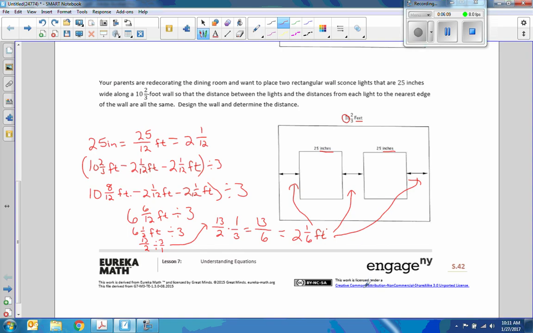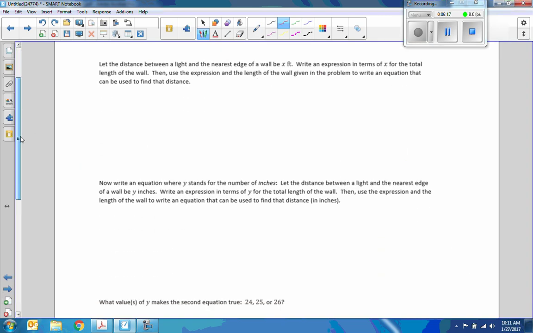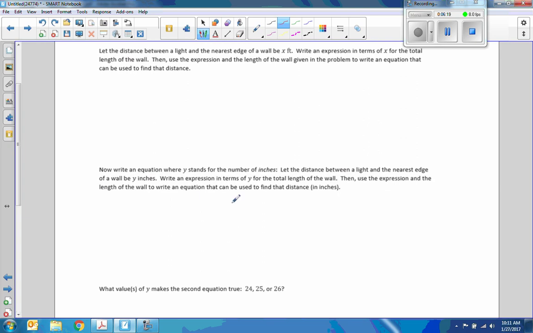Okay? You could also have converted to inches as well. I'm not going to take the time in this video to do that. Okay, so now the next thing says, let the distance between a light and the nearest edge of the wall be x feet. Write the expression in terms of x for the total length of the wall.